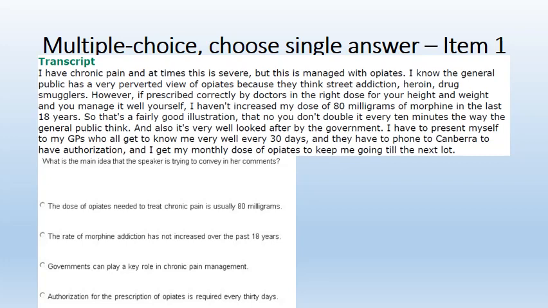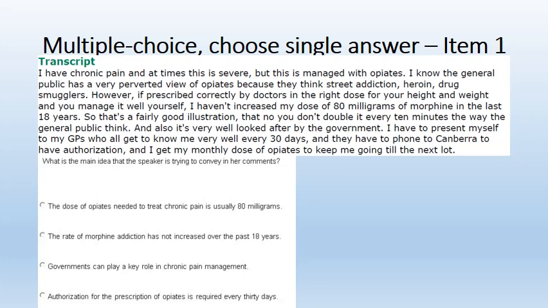I have to present myself to my GPs, who all get to know me very well, every 30 days, and they have to phone Canada to have authorization, and I get my monthly dose of opiates to keep me going till the next lot.